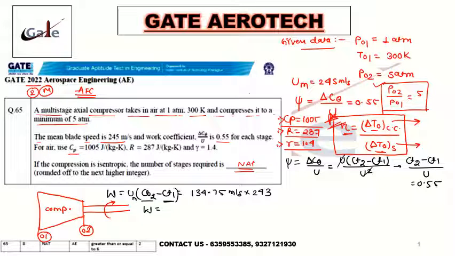This is u mean, right? In the question they have only given the u mean or mean blade height, so we are only using that. Again you have to multiply that. If you multiply this, you will get 33013.75 joules per kg. Anything which is independent of mass is specific work, right? It is a specific property. So this is your specific work required for your compression.